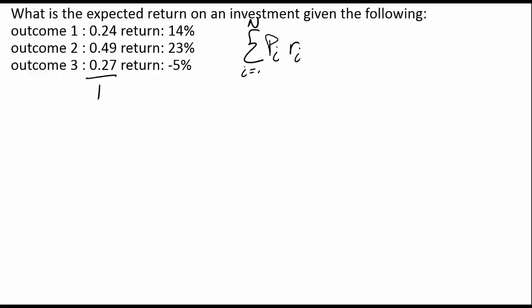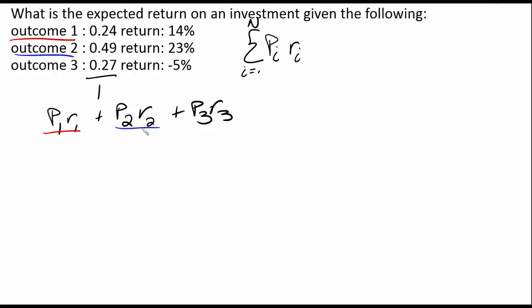But it's basically you're just multiplying the probability of an event occurring by the return if that event occurs. So we're going to have here the probability of outcome 1 multiplied by the return on 1, plus the probability of outcome 2 by the return on 2, plus the probability of 3 by the return on 3. So the probability of 1 is going to be this one. On 2, it's going to be here. And on 3 is going to be outcome 3.